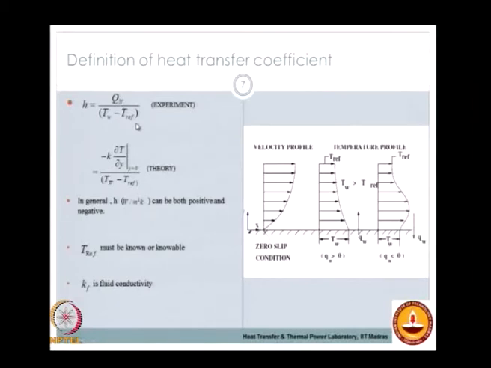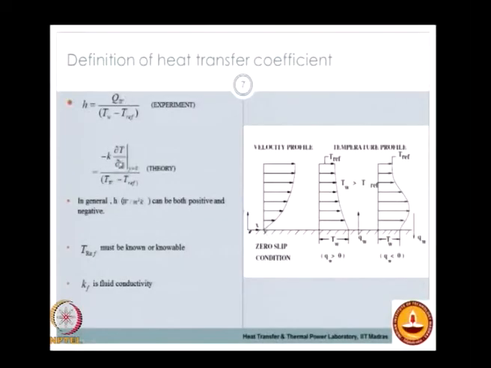In the case of external flows, we will use the free stream temperature T infinity as your reference temperature. So your heat flux at the wall is essentially minus k dT by dy at y equal to 0, divided by T wall minus T ref, which is your T infinity. So you can consider two cases where you apply, for example, a constant isothermal temperature boundary condition to the wall.